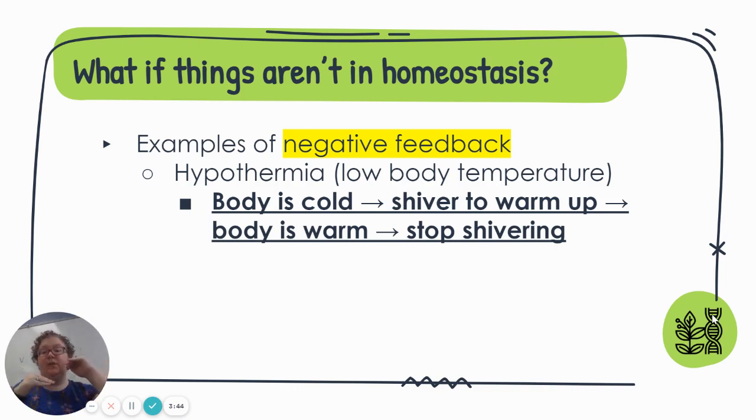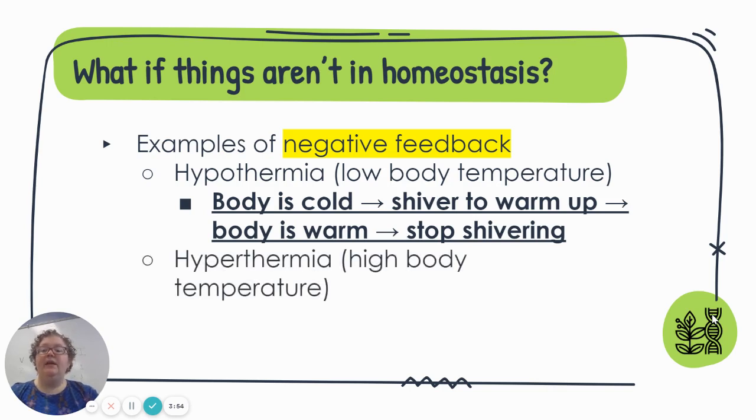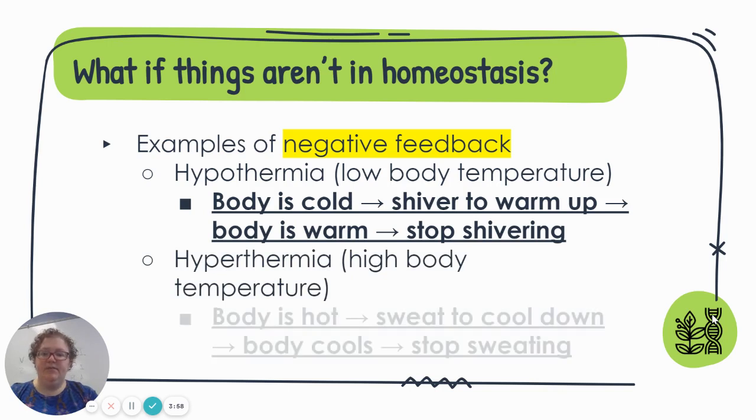So the change was the body gets cold. The opposite is warming it back up. When your body is warm, then that shivering, that response, is going to stop. And the opposite, high body temperature or hyperthermia, is another example of negative feedback.